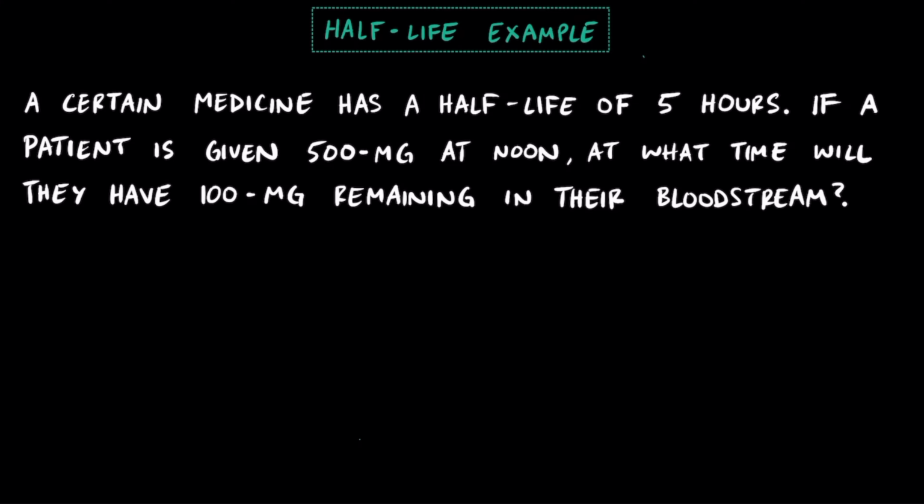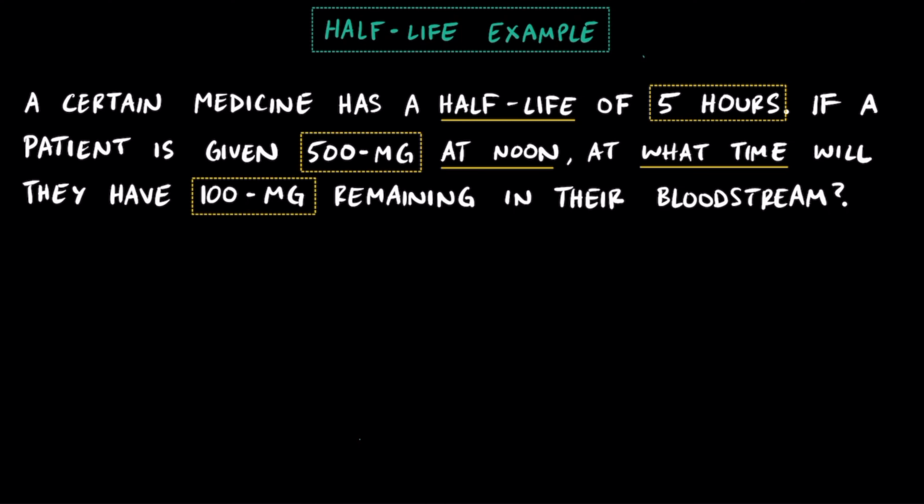In this video, let's take a look at a half-life example problem together. In this example, a certain medicine has a half-life of 5 hours. If a patient is given 500 milligrams at noon, the question is, at what time will they have 100 milligrams of this medicine remaining in their bloodstream?